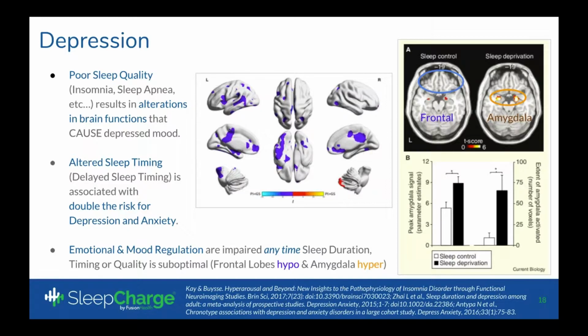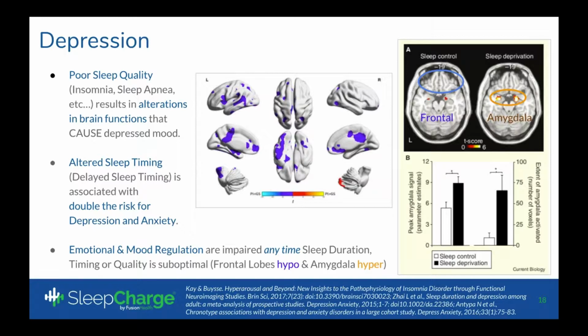Well, it turns out that we know that those regulatory abilities that are basically a function of your brain, your frontal lobe and parts of the area called the amygdala, are impaired by any duration, time, or quality issue. And so what happens is your frontal lobes, which are circled there in blue, and that you see no activity in, by the way, completely go offline when people are sleep deprived.